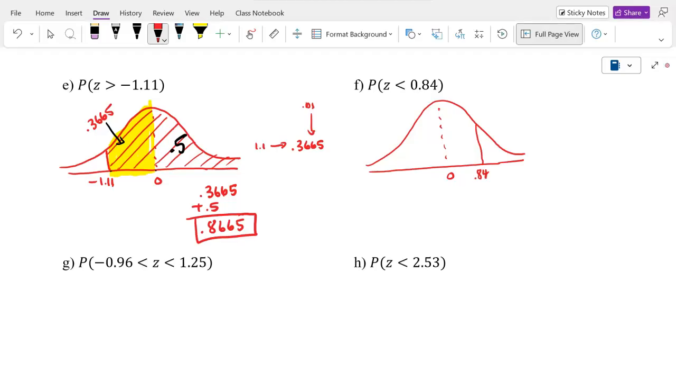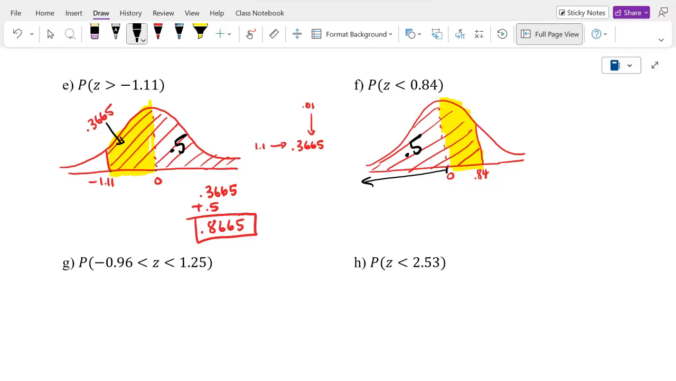Now, this says that Z is less than 0.84. Less than means keep going until you run out of curve. If it wanted you to stop at 0, it would say from 0 to 0.84. So when it says less than, it means everything to the left. Now, this is like our last one. We know that the table only reads areas from 0 to a point. So I've got to look that guy up. But this side, I know is 0.5 because the area from 0 in either direction is 0.5. It's symmetric. The area underneath the whole thing is 1.